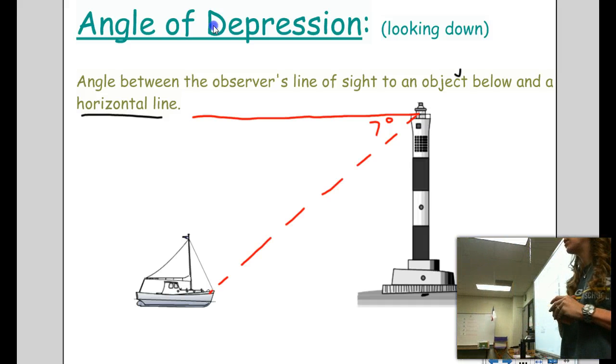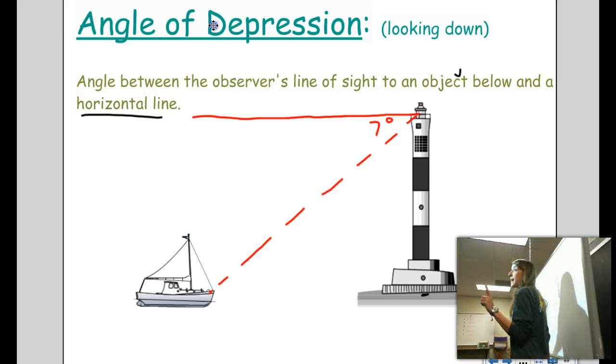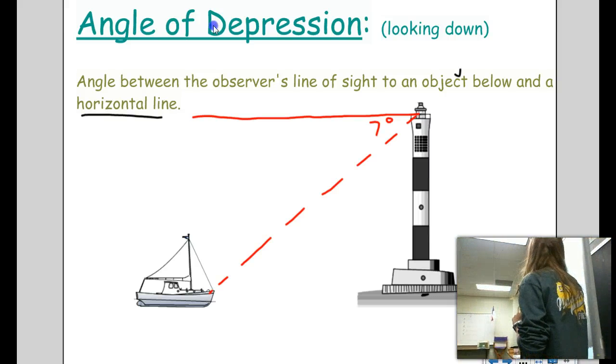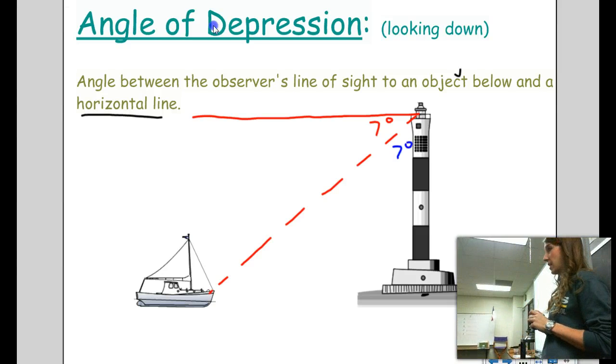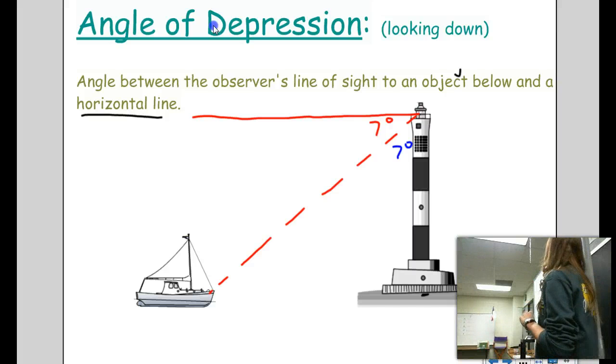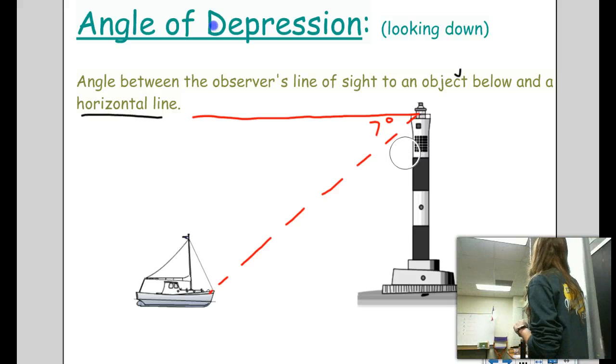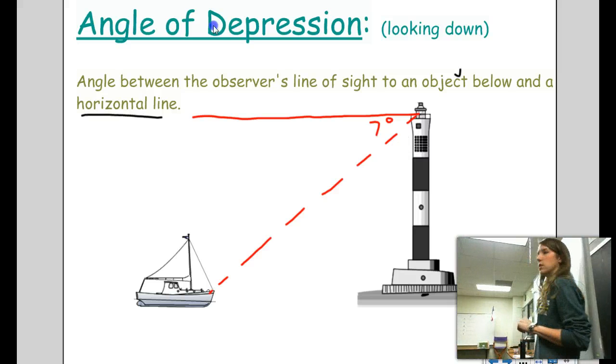So make sure you put 7 degrees because the most commonly missed thing, I'm going to write this, but then I'm going to erase it because I don't want you to ever do it. The most commonly missed thing is to put the angle of depression right there where the blue 7 is. That one is not the angle of depression because that's formed with a vertical line. They're never formed with vertical lines. They're always formed with horizontal lines.